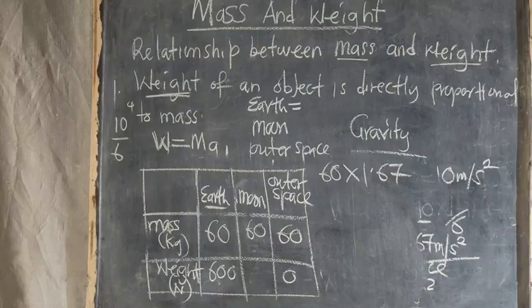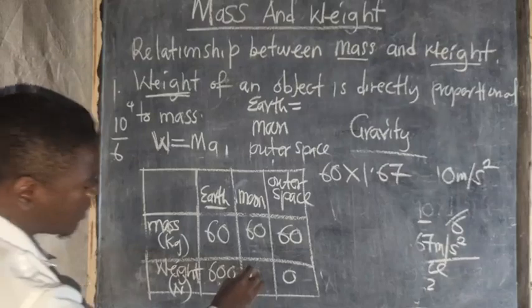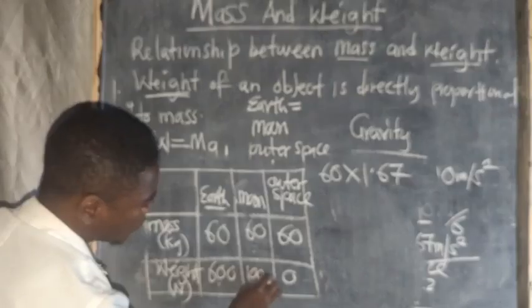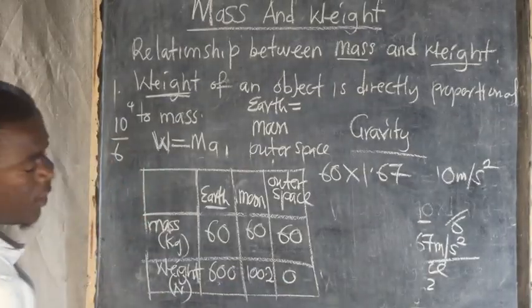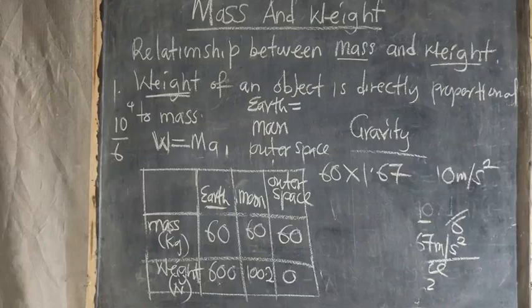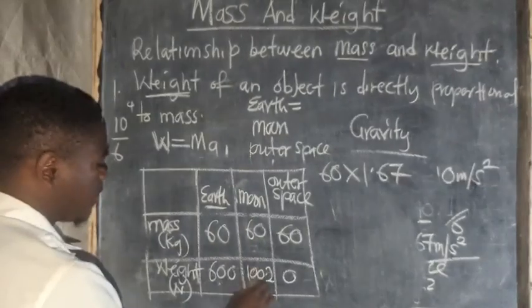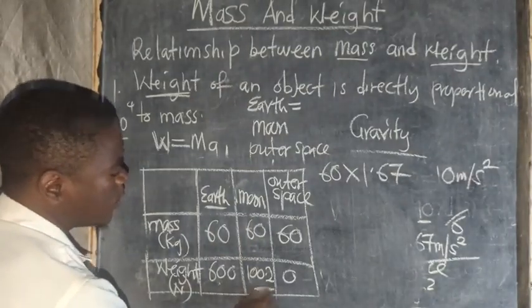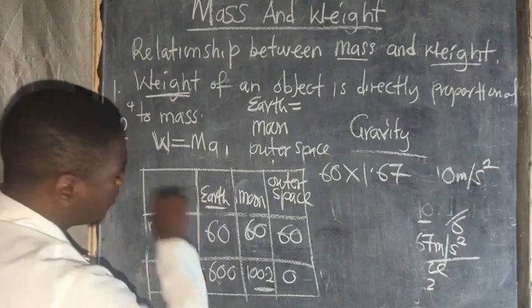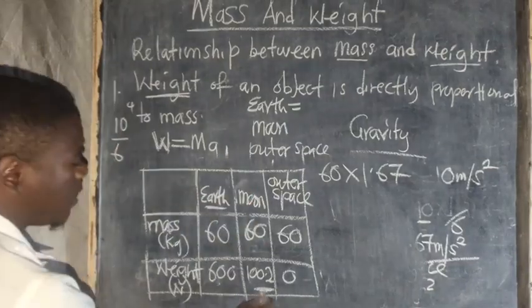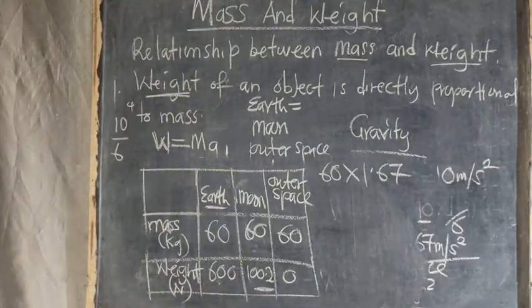100.2 newtons. So that is the answer that you are getting. 100.2. Have you seen? So the answer that we are getting in this case is 100.2. This is the weight of some 100 kg mass when it goes to the moon. This will be the weight.